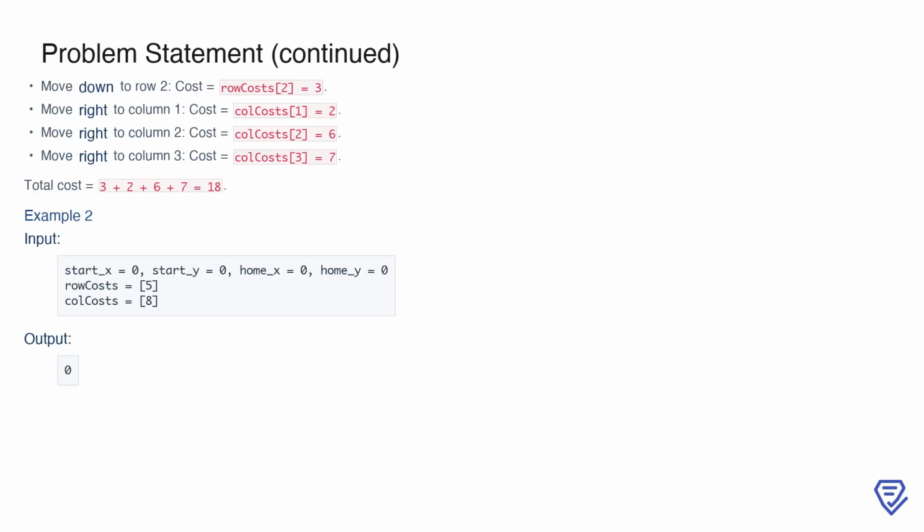To move from 1, 0 to 2, 3, the robot first moves down to row 2. This incurs a cost of row costs 2 equals 3. Next, the robot moves right, entering column 1, which incurs a cost of column costs 1 equals 2. It continues moving right to column 2, incurring column costs 2 equals 6, and finally moves right one more time to column 3, incurring column costs 3 equals 7. Adding these costs together, the total cost is 3 plus 2 plus 6 plus 7, which evaluates to 18. This is the minimum cost for the robot to reach its destination in this scenario.